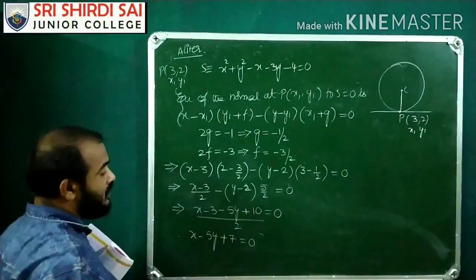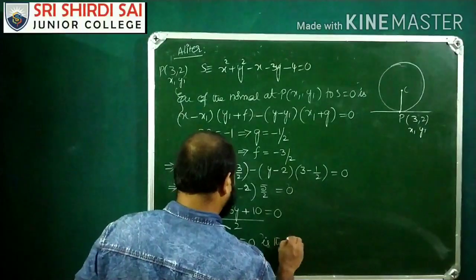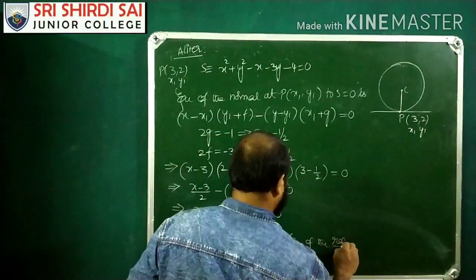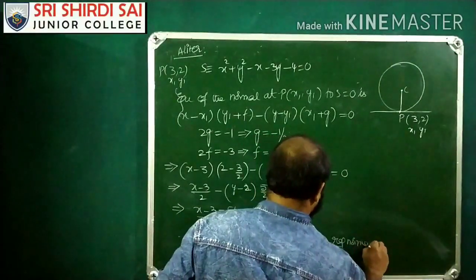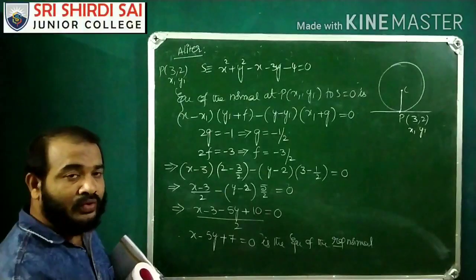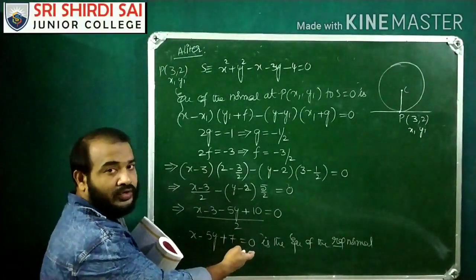Plus 7 equals 0 is the equation of the required normal. You may compare this with the previous method. So you can check both the equations are the same.